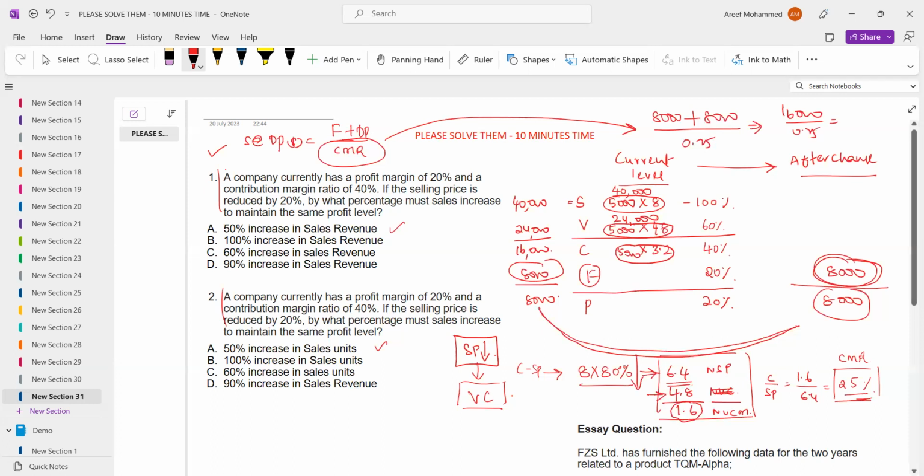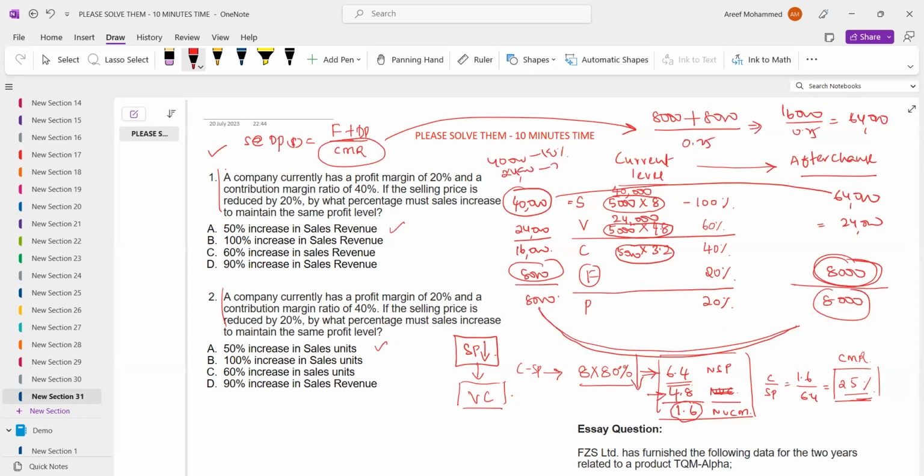How much is it? 64,000. What was my previous sales? 40,000. Now new sales, how much? 64,000. Increase in sales, how much? 24,000. If 40,000 is 100%, then the incremental 24,000 is how much? 60%.